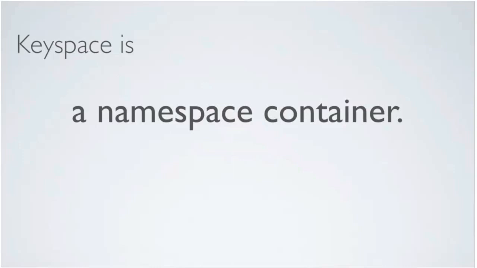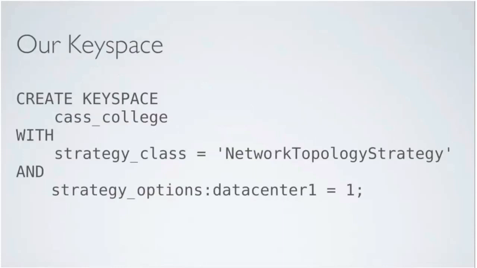Let's start down the data modeling path. We have this thing called a keyspace, which some of you may be familiar with. It hasn't changed. The keyspace is a namespace container, and it has a little bit of configuration with it. It's a very lightweight object in the Cassandra world. So go ahead and create our keyspace.